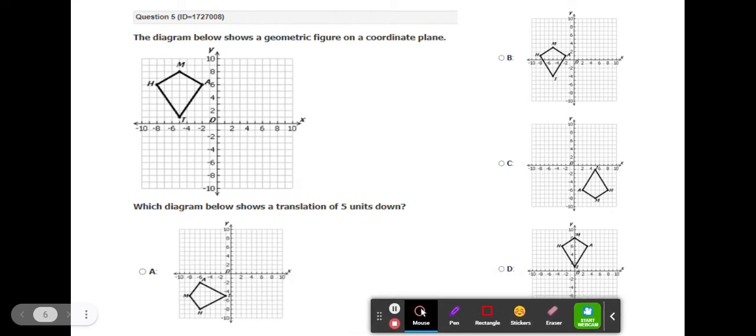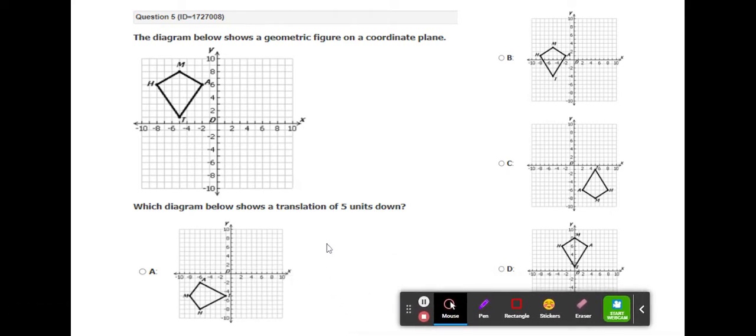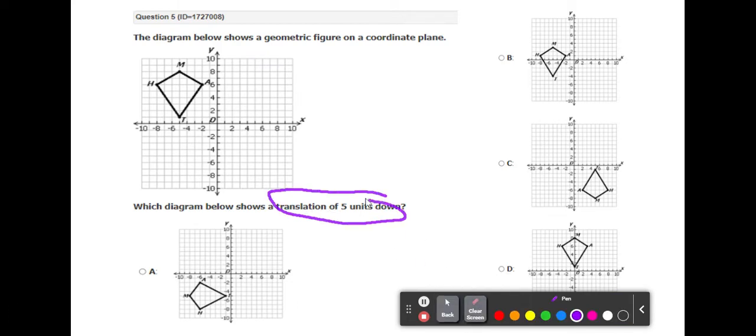All right, question 5, sorry. This geometric figure, we want to find a translation of 5 units down. This one looked like it got turned, so it's not A. 5 units down. So if M is at the 8, it needs to go down to the 3. So this looks like it could be it. It's definitely not this one. I just need them to go down, and definitely not this one. So we're looking at B, 5 units down.